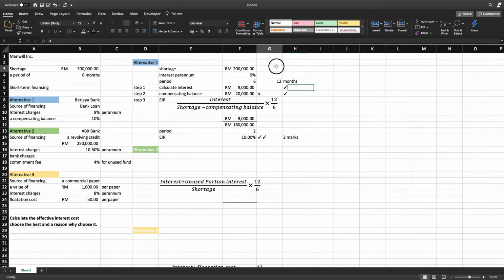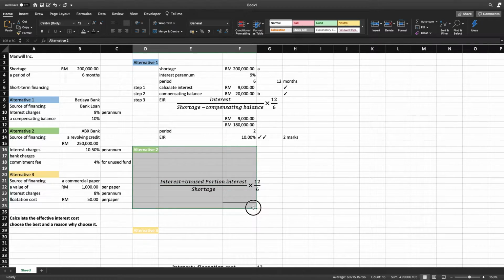How to get the marks: 1 mark here, 1 mark here, 2 marks here, so you will get 4 ticks. 4 divided by 0.5, you will get 2 marks. So now we go for the second alternative.